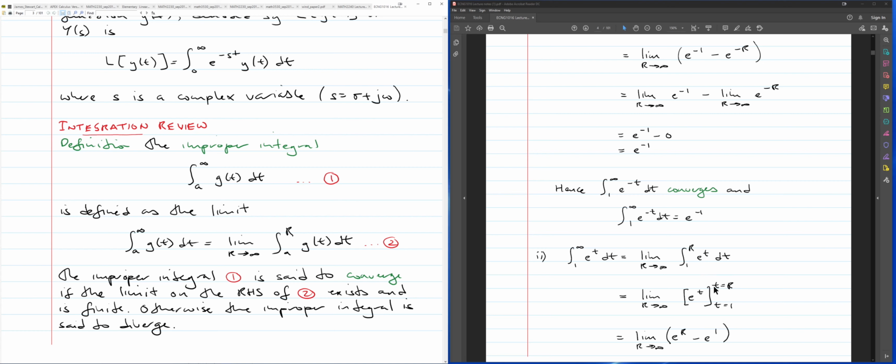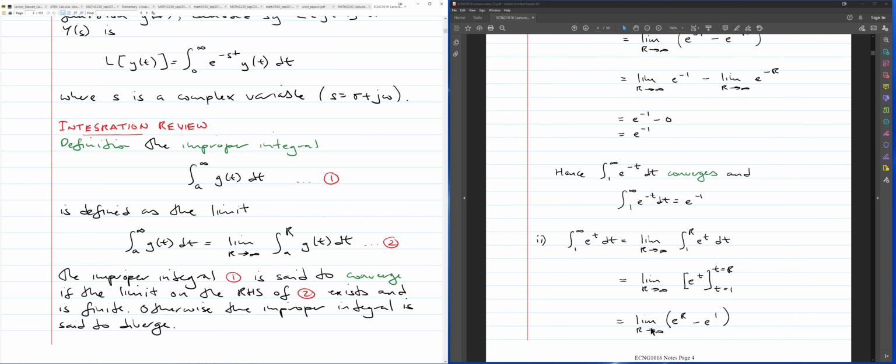You put in your t values, t equals r and t equals 1, so I get e to the r minus e to the 1. Now I take the limit of this as r goes to infinity. Remember, the coefficient in front of the variable is positive, so when you take the limit of this exponential, you get infinity. Now this other term is just a constant.